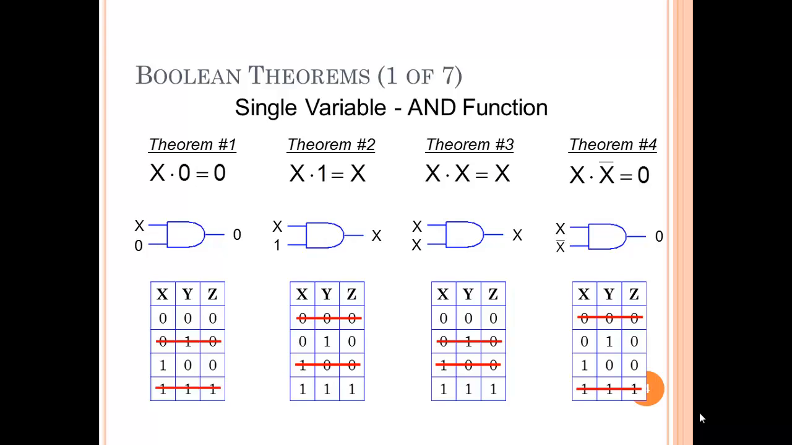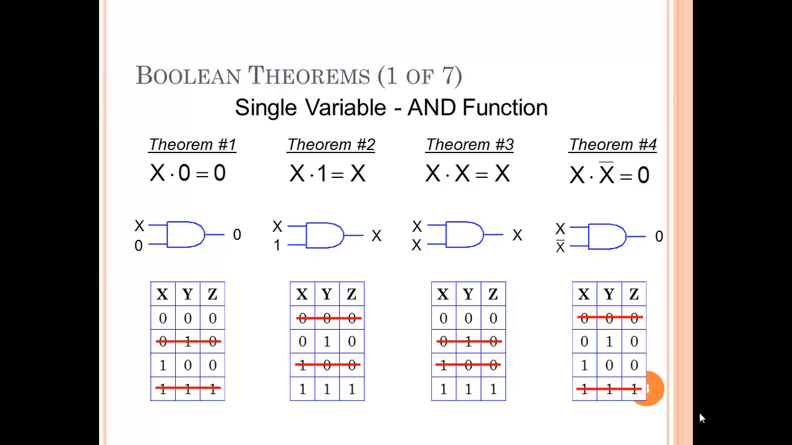So these are one variable, single variable, and they're from the AND function, all right? So if we say x and 0, well, think about it. An AND gate for the output to be 1 means that both inputs have to be 1. So that will never be anything but 0, all right? So that helps you understand theorem 1. Theorem 2, x and 1.